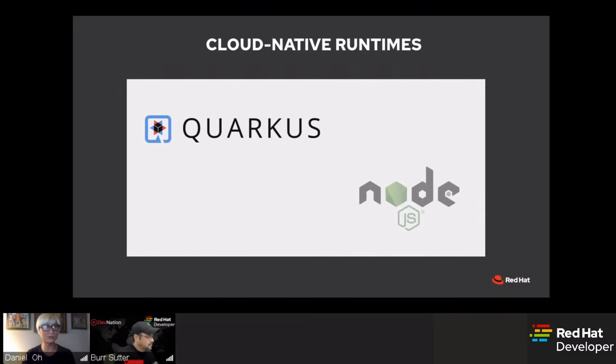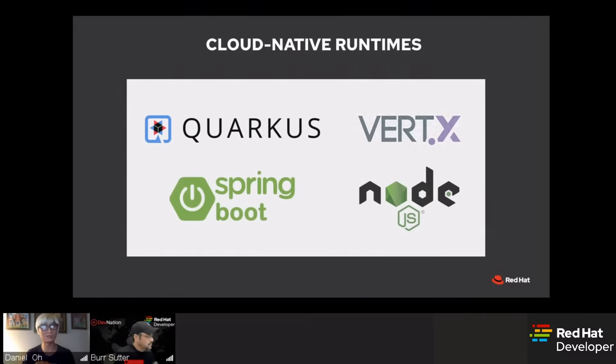So the Red Hat runtime is offered as multiple cloud-native runtime environments: Quarkus, Node.js, Vert.x, Spring Boot. Node.js is JavaScript-based, and it's really popular to develop front-end applications as well as serverless applications. For reactive applications, Vert.x provides multiple threads, and you can handle reactive message-driven applications. And this is running on JVM technology.